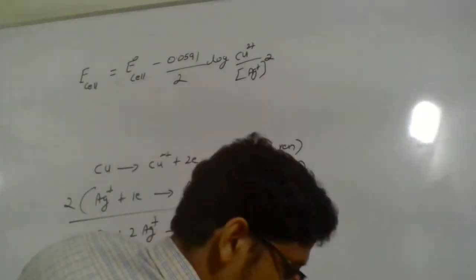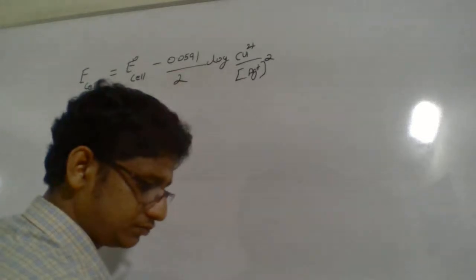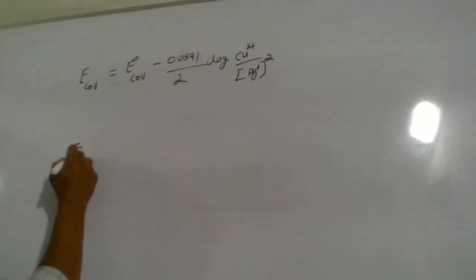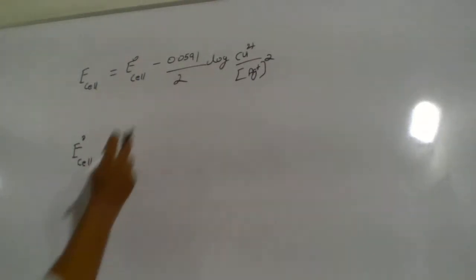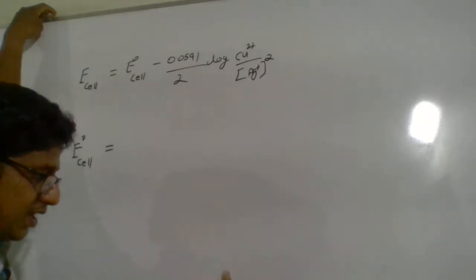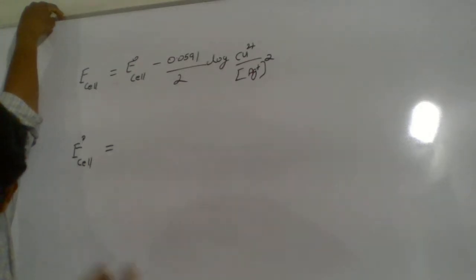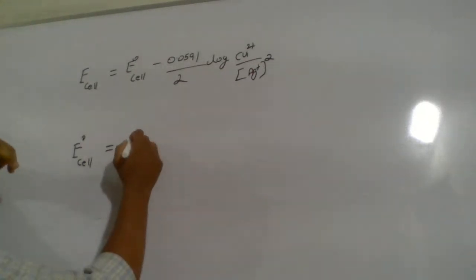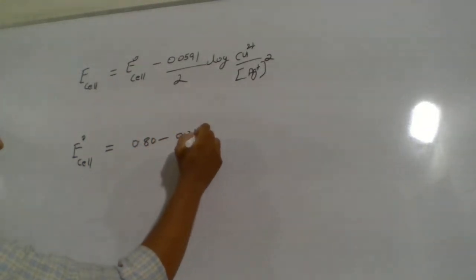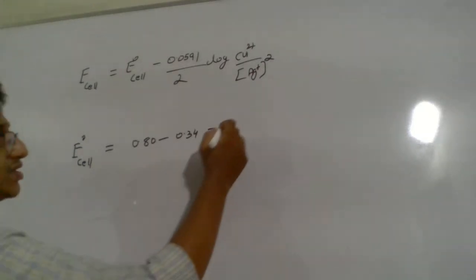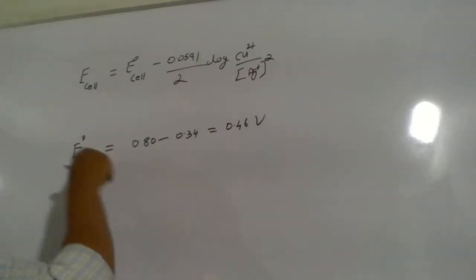Now here you will get the cell potential. E cell will be equal to E0 cell. Let us find E0 cell first, because the standard electrode potentials of silver and copper are given. The standard electrode potential of the cathode minus the standard electrode potential of the anode will give you E0 cell, which is equal to 0.80 minus 0.34. How much will it be? It will be 0.46. So 0.46 is the standard EMF for the cell. So we found E0 cell.